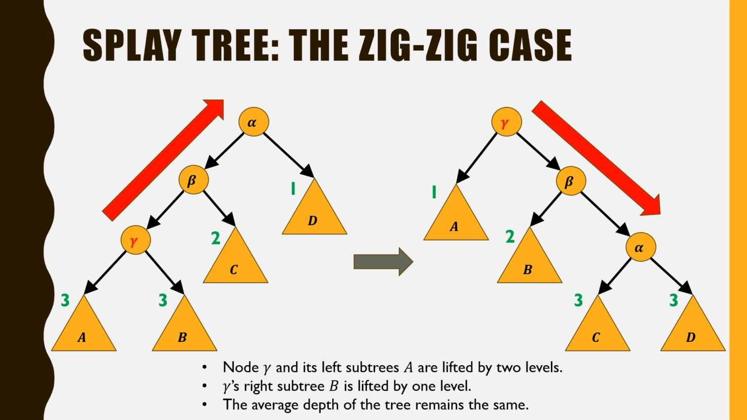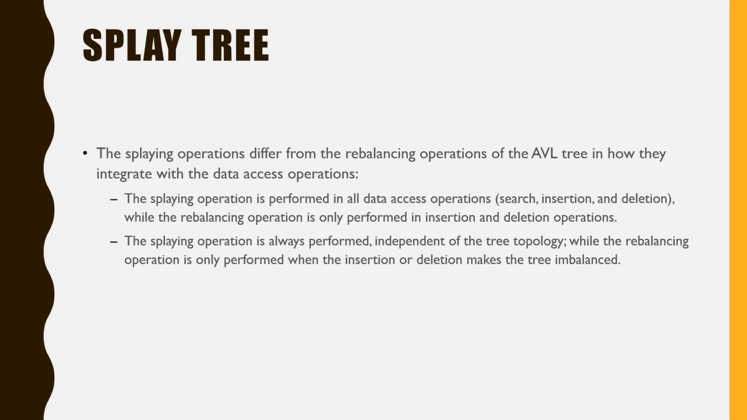With this, we have now discussed the three primary splaying operations. It is important to know that there are three additional splaying operations, which are the symmetric counterparts of the ones we have just covered. In addition to how they restructure the tree topology, the splaying operations differ from the rebalancing operations of the AVL tree in how they integrate with the data access operations.